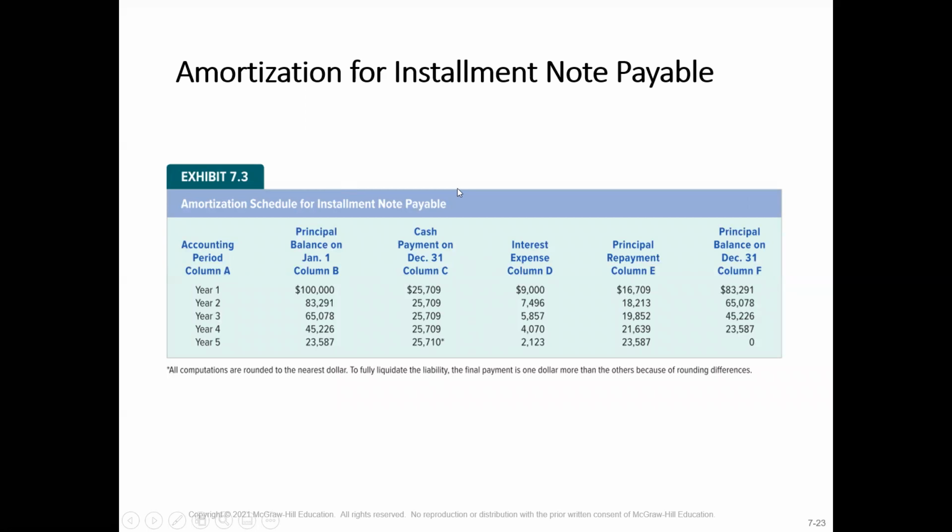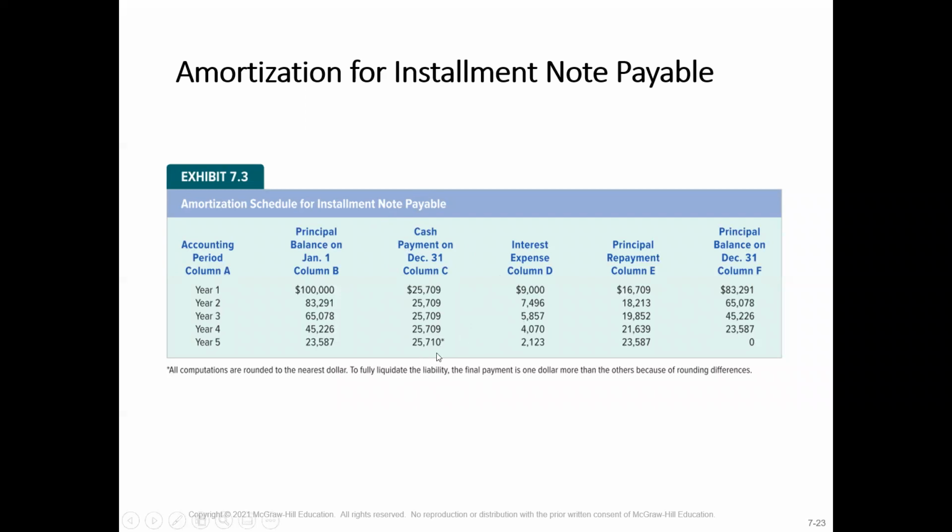The $25,709 was achieved through a formula, the present value formula for an annuity, based on $100,000, 9% interest, 5 years, and annual payments. So if you took a total of the total cash payments, those are going to exceed $100,000. And the reason for that is interest.